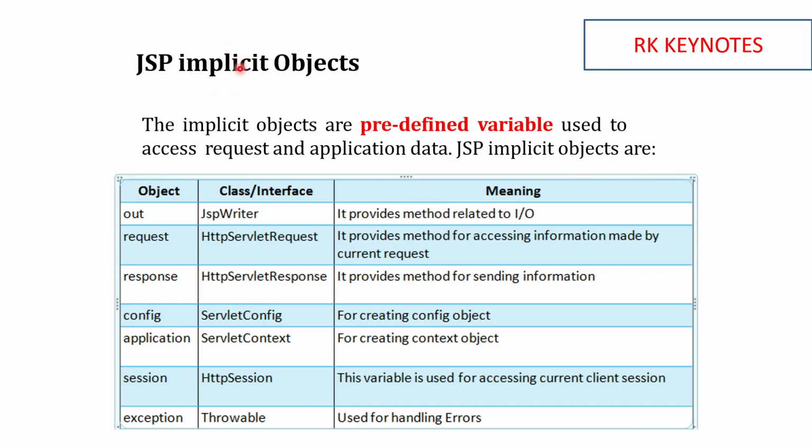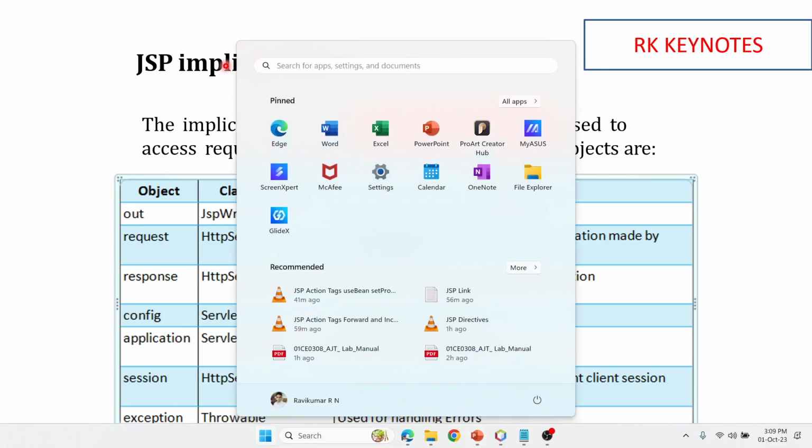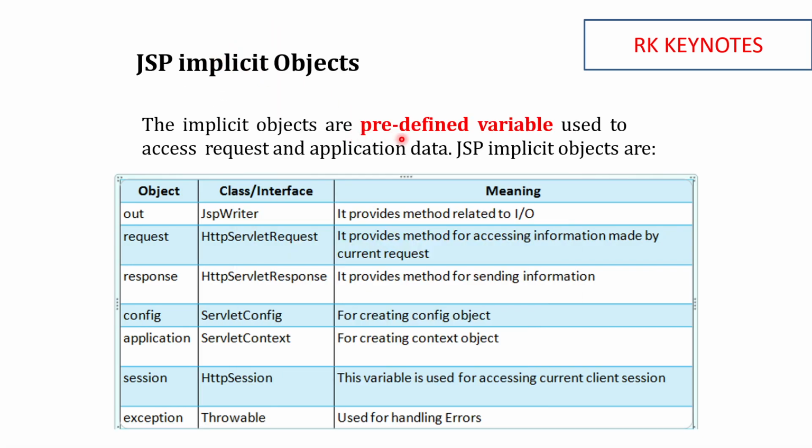In today's topic, I'm going to discuss JSP implicit objects. These implicit objects are predefined variables, which you can use in the application. Already we have used the out object, and we discussed the exception object in the second video. Similar to that, we have request, response, config, application, and session. All these are predefined variables known as implicit objects in JSP.